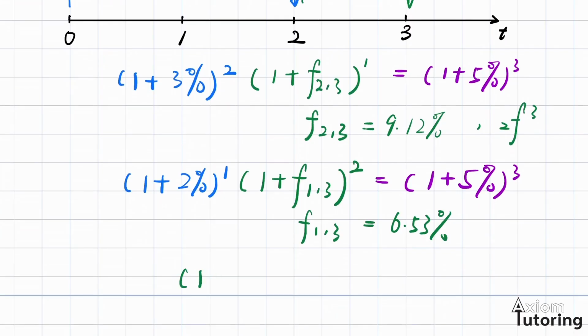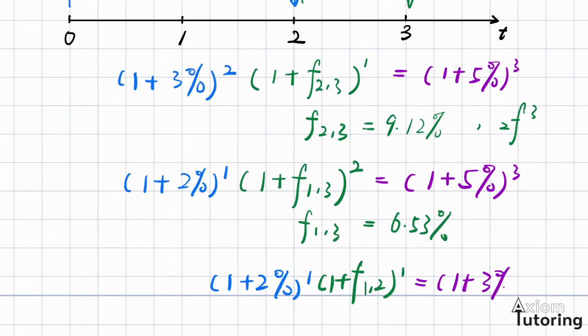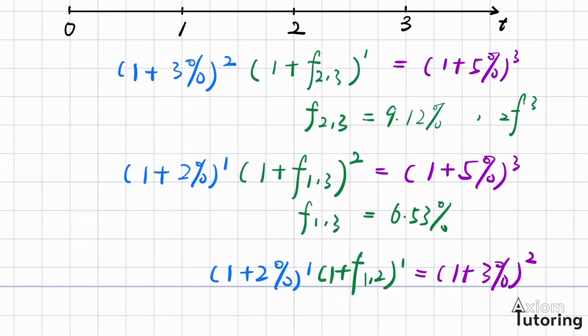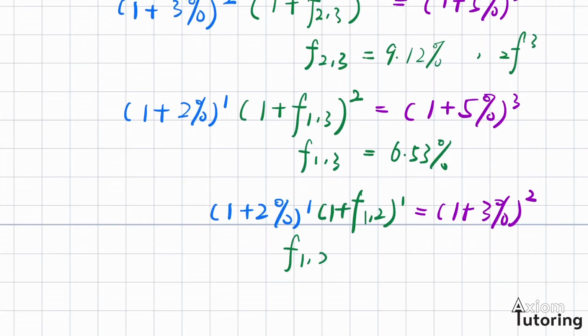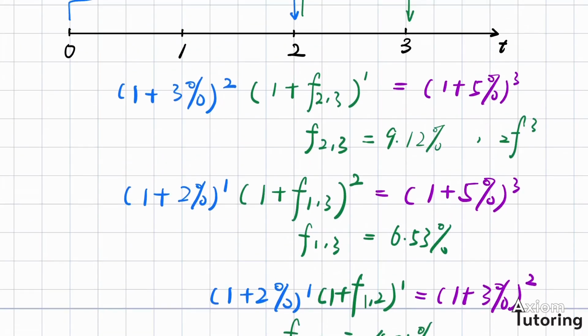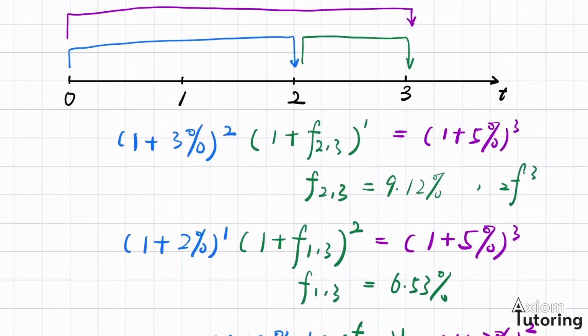Let me just use this color to make them consistent. 1 plus 2% to the power of 1, and then 1 plus the forward rate from year 1 to year 2, also to the power of 1, should give us the same as saving for 2 years straight. So 1 plus 3% to the power of 2. And that should give us the forward rate from year 1 to year 2 as 4.01%. Right, and that's how you calculate the forward rate if you're given the spot rates and how many years here, right?